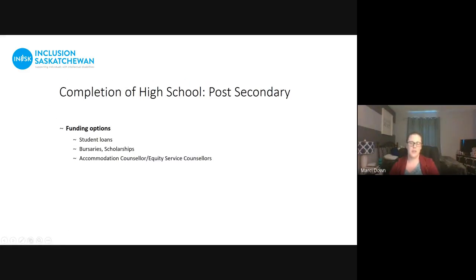Funding options, I know I had mentioned one of these already, but student loans, bursaries and scholarships, and the accommodations counselor or the equity services counselor, or whatever the name is of the person at the post-secondary institute, can actually apply for some of the supports for funding. When it comes to the actual schooling itself, there isn't really anybody who will pay for this schooling. There might be an option here or there that we maybe don't know about, but the organizations may pay for some of the accommodations. When it comes to the actual schooling, you'd have to go for a student loan or bursary or scholarship.